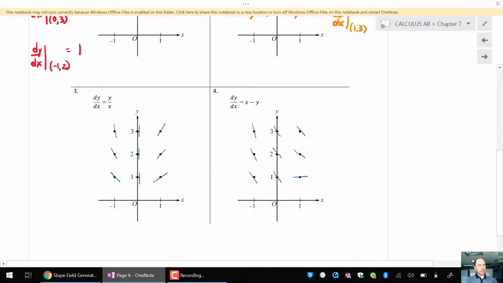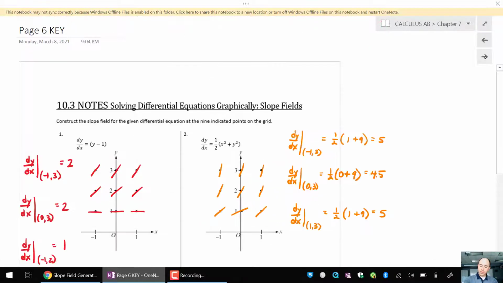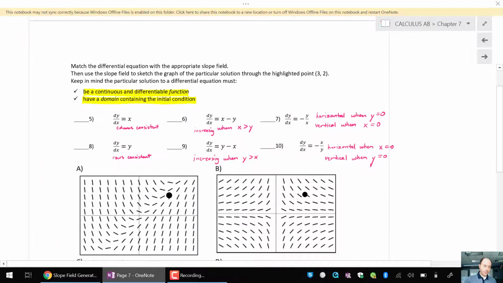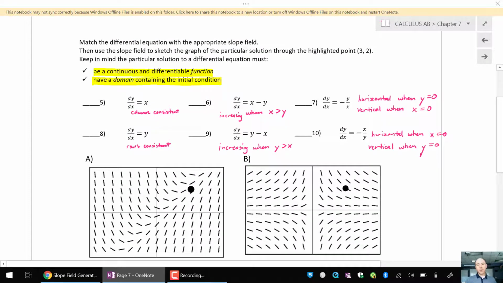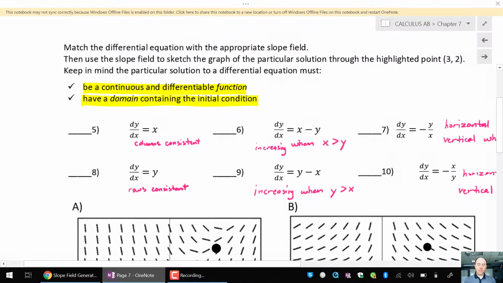Now, let's take that a step further. This second part of the video is going to involve us matching a differential equation to its actual slope field. So, a couple things to keep in mind. Before we go to the matching portion here, notice this at the top of the paper.